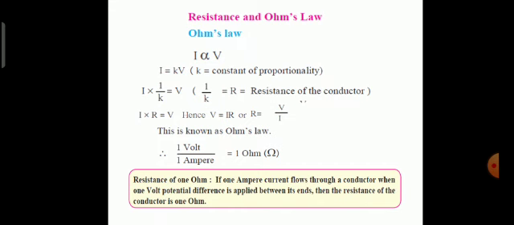So I multiplied by 1 upon K is equal to V, and 1 upon K is nothing but the resistance of the conductor, which is R. And so I multiplied by R is equal to V, that is potential difference, which also means that potential difference is equal to current multiplied by the resistance of the conductor. Or if you wish to calculate resistance, then it is potential difference divided by the current.